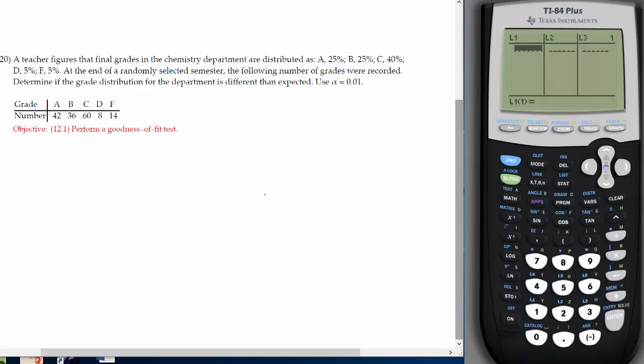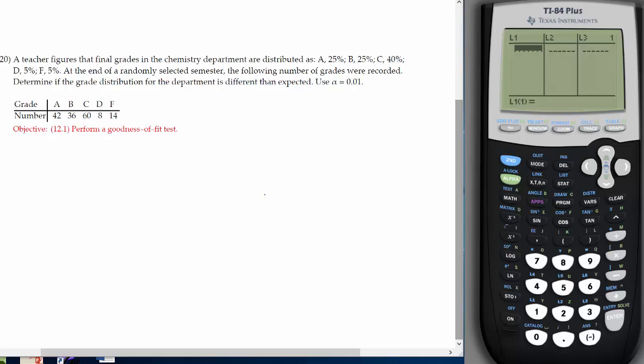Okay, number 20 is a goodness of fit test. A teacher figures that the final grades in the chemistry department are distributed as A is 25%, B is 25%, C is 40% of the grades, D is 5% of the grades, and F is 5% of the grades. At the end of a randomly selected semester, the following numbers of grades were recorded. Determine if the grades distribution for the department is different than expected.